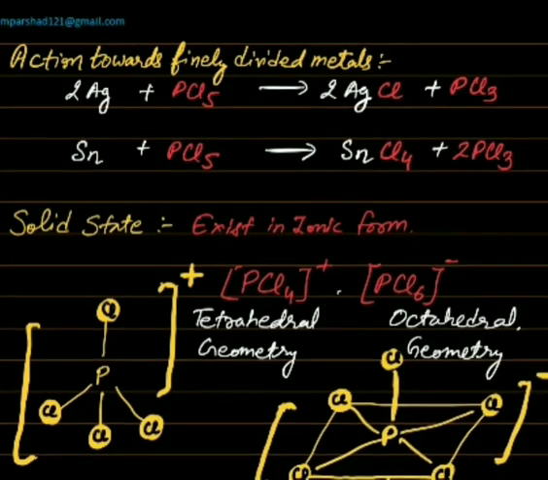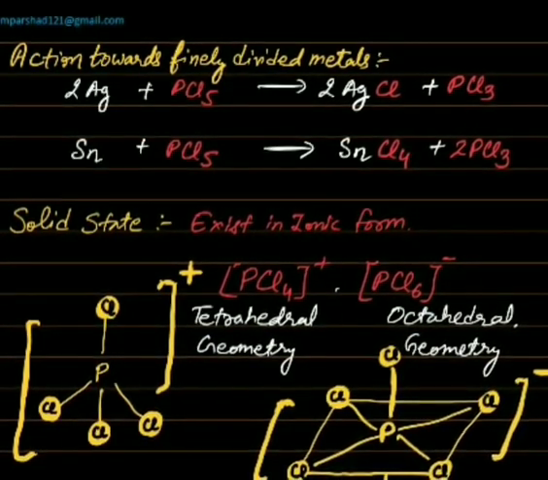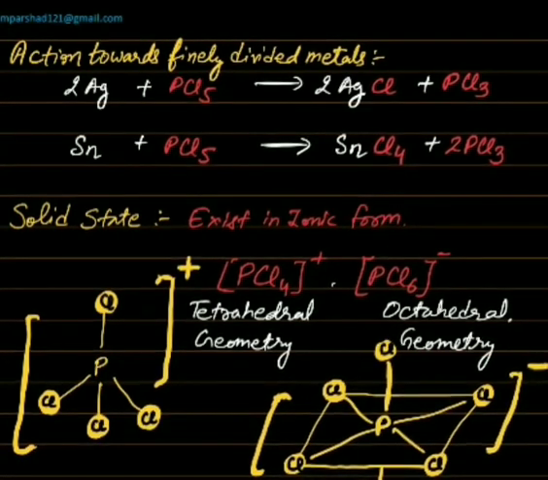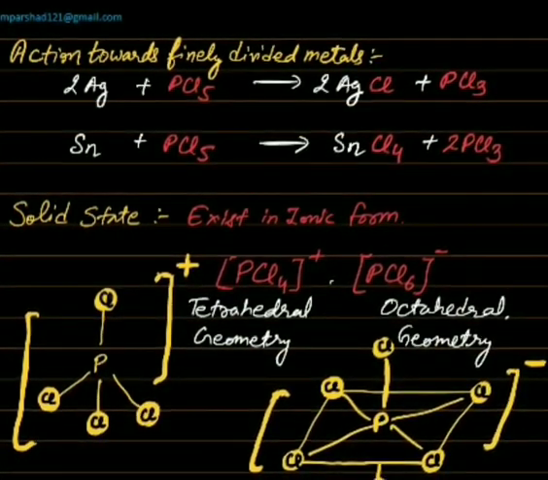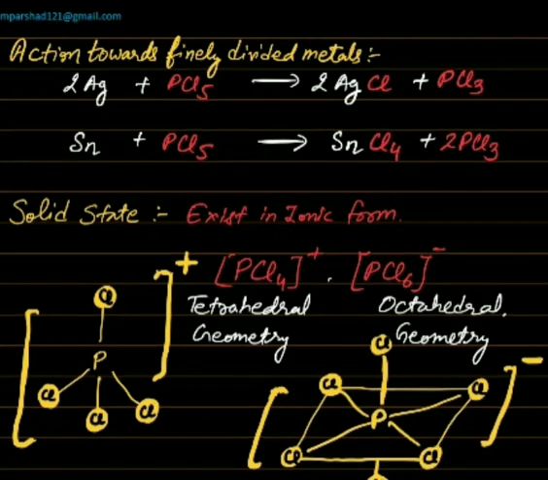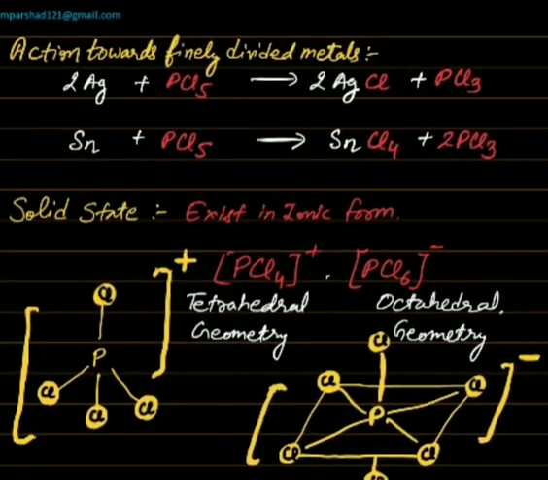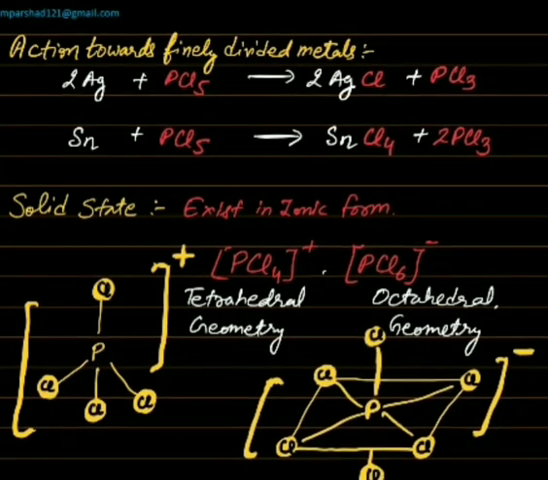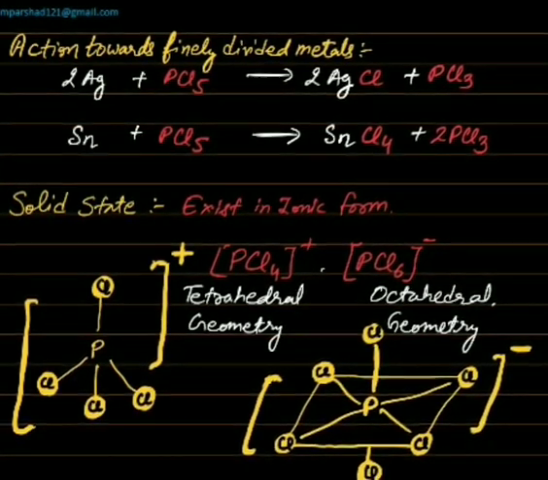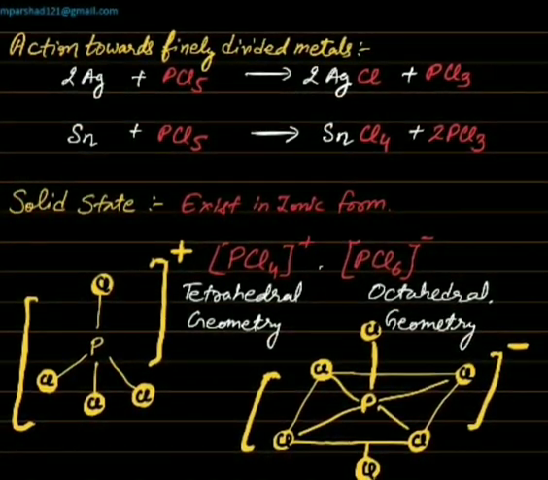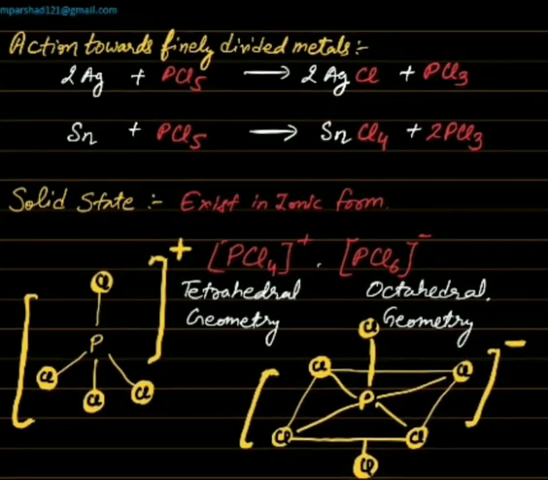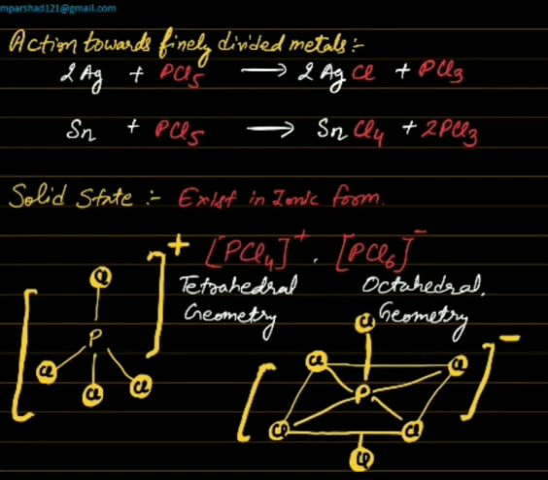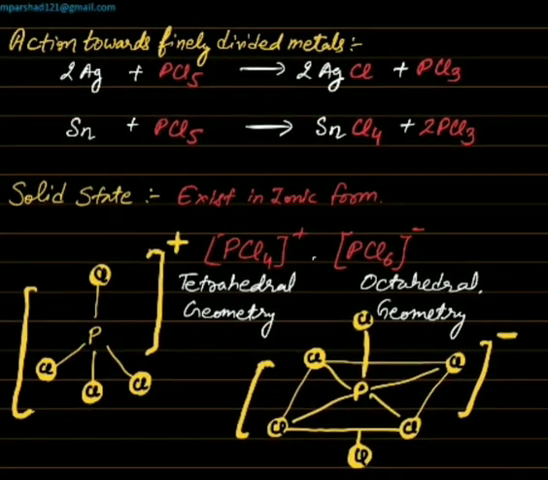In the solid state, phosphorus pentachloride exists in the ionic form, in which there is phosphorus tetrachloride as the cationic part and phosphorus hexachloride as the anionic part. In the cationic part, the geometry is tetrahedral, whereas in the anionic part, the geometry is octahedral. Now, the next topic is oxoacids of phosphorus.